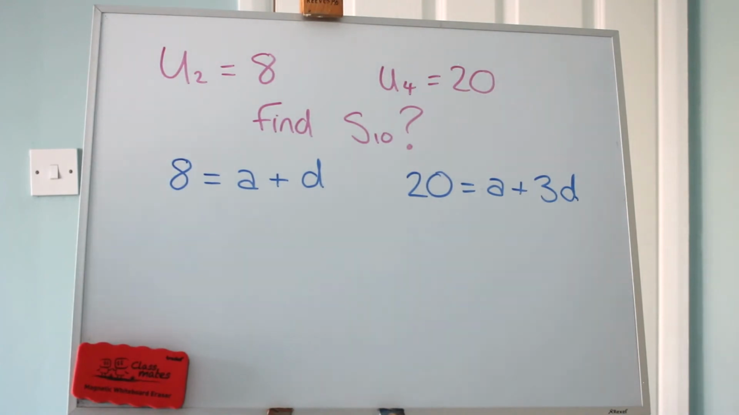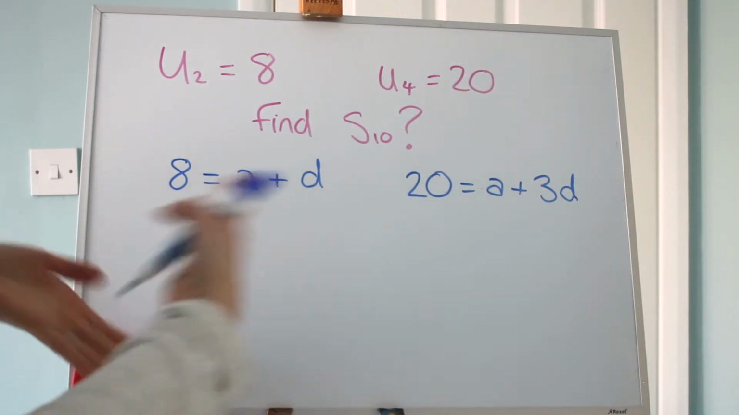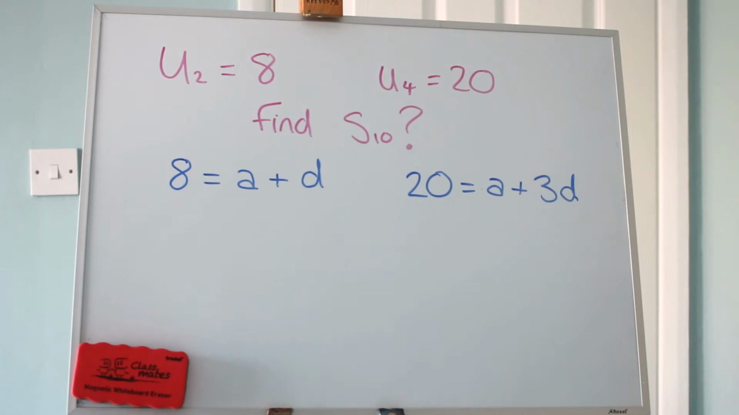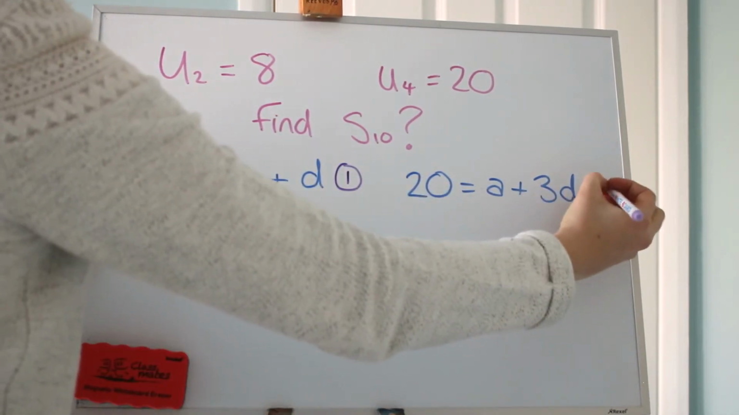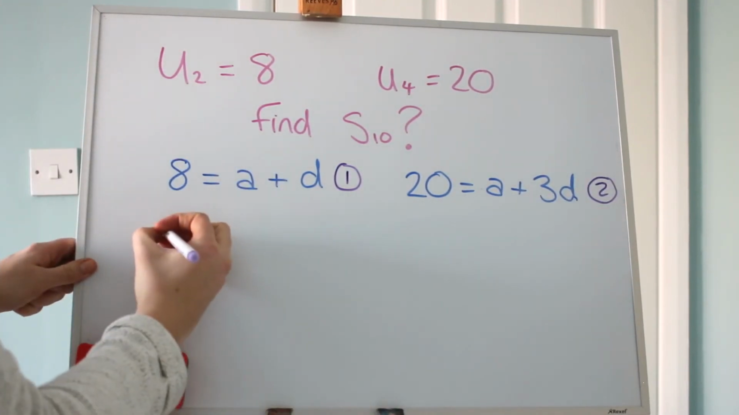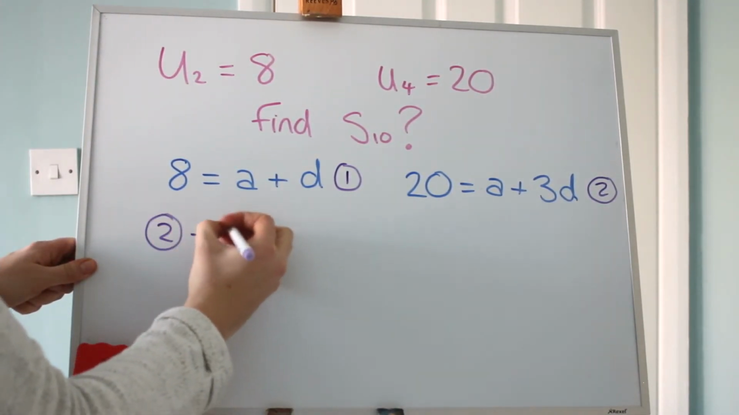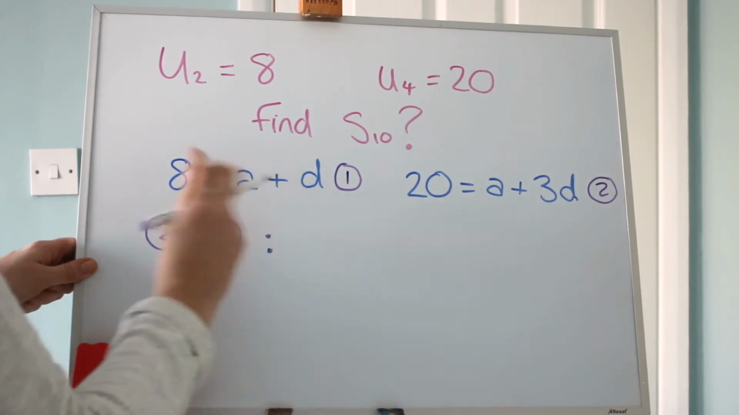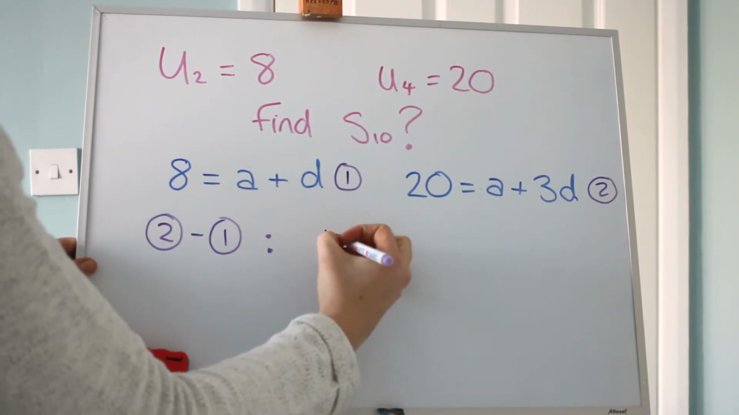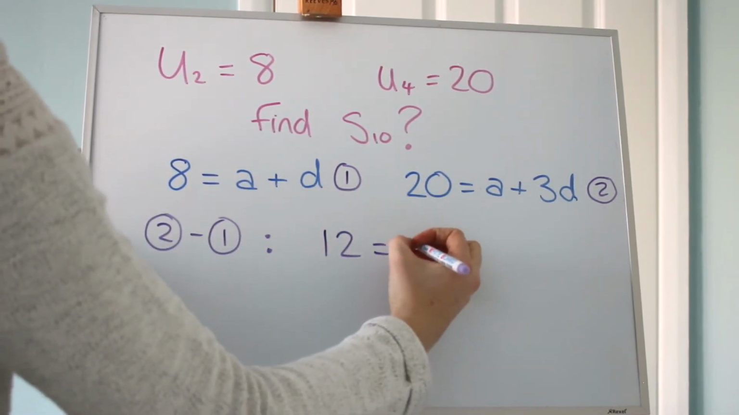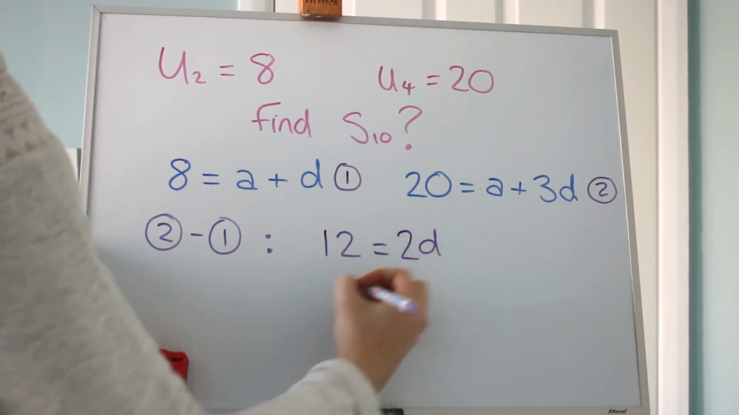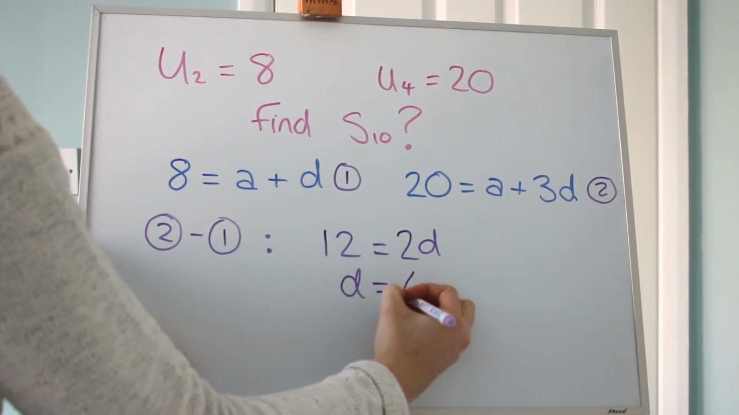So we've got 2 equations. I'm sure you're able to solve those simultaneously. You can set them both equal to a and then make them equal to each other, or you could just take one away from the other. I'm going to do that, so I'm going to label them equation 1 and equation 2, and do equation 2 take away equation 1. That gets me 20 minus 8 is 12, a minus a vanishes, and 3d minus 1d is 2d. So that tells me that d is 6.